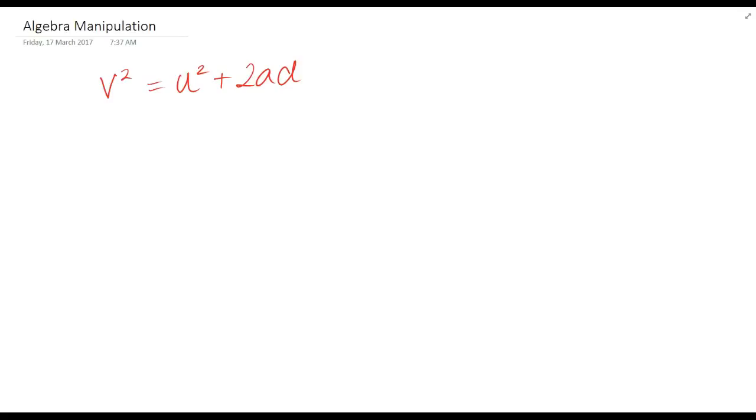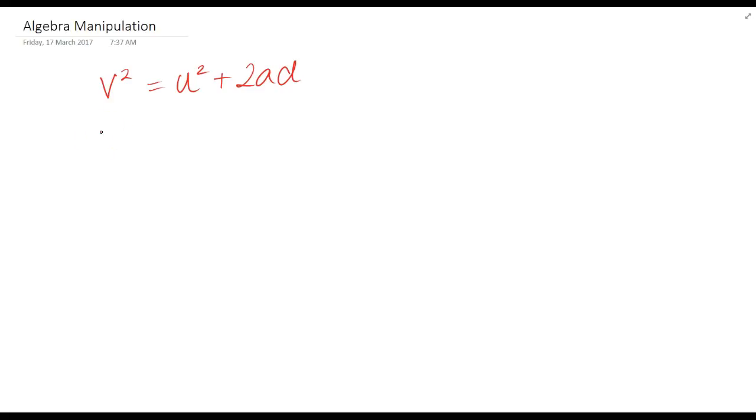Algebra manipulation is just a process that we use to move our equation around so that the subject, what we're trying to find, is by itself. And we can rearrange any equation to have any letter on the left hand side over here, by itself, so that we can then input data.